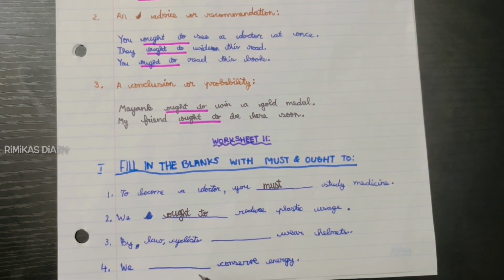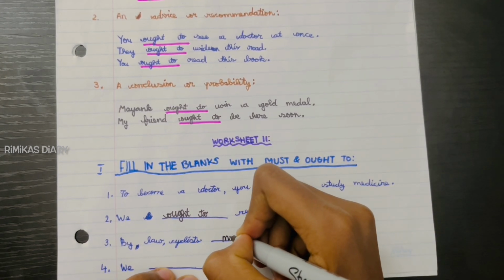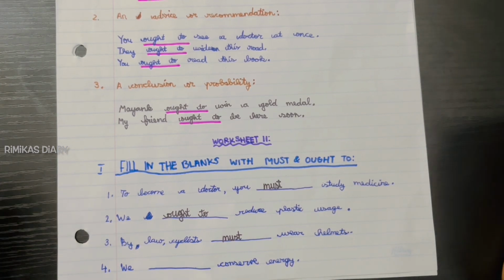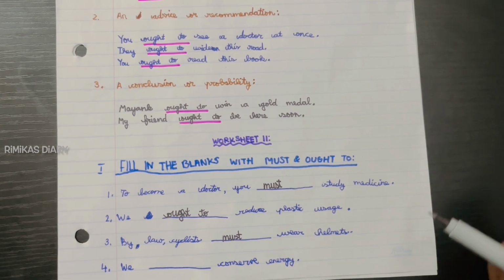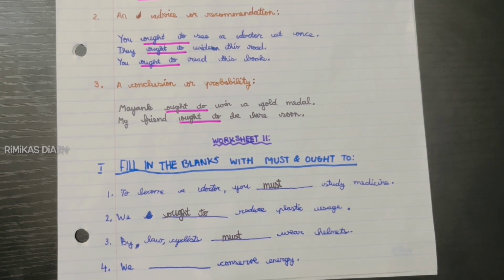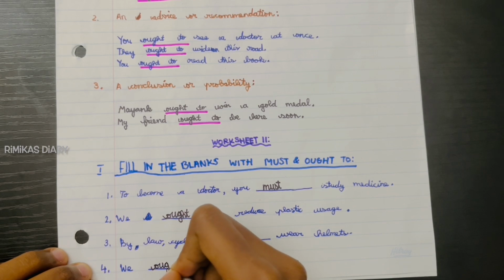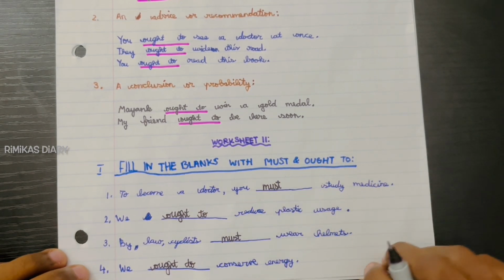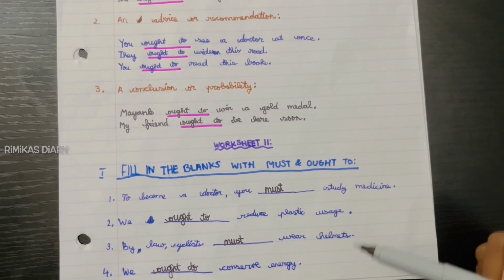Third question, by law, cyclists dash wear helmets. You should put must. Must is always used when they're talking about laws. By law, cyclists must wear helmets. Fourth question, we dash conserve energy. You should put ought to. We ought to conserve energy.